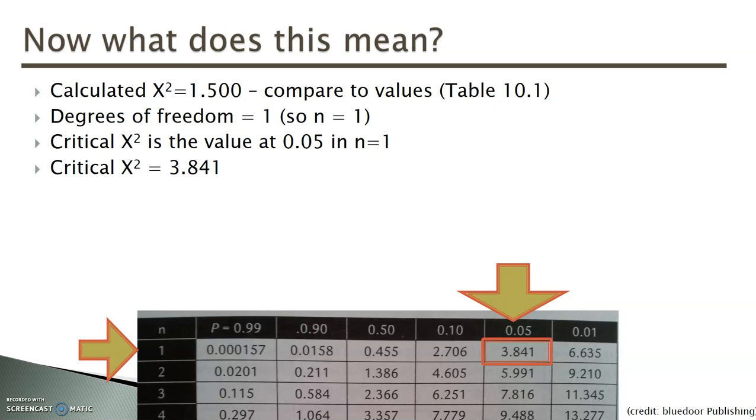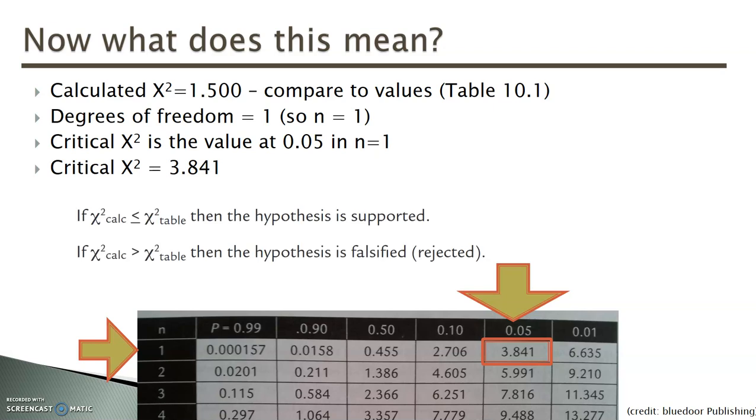Okay, so 3.841 is our magic number. If we are below that number, then we support our hypothesis. If we are higher than that number, then we reject our hypothesis. So you'll see this in your lab book. If our calculated chi-square value is less than that in the table, which is our critical value, then it is supported. If it's more than, then it will be falsified.